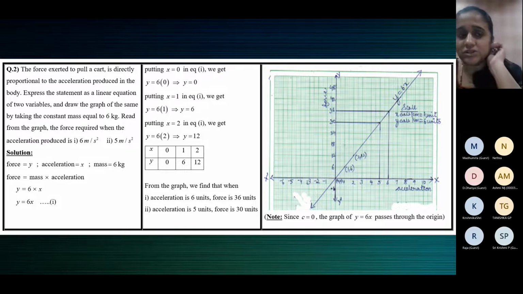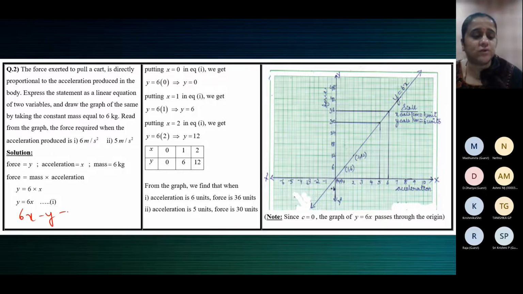So you can see the equation is y is equal to 6x. So we don't have this constant, that is, the value of c is 0. Y is equal to 6x, or in the standard form, 6x minus y is equal to 0. What's the value of a, children? In 6x minus y is equal to 0, what's the value of a?